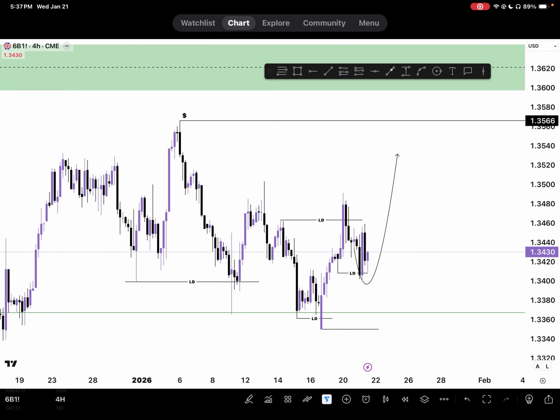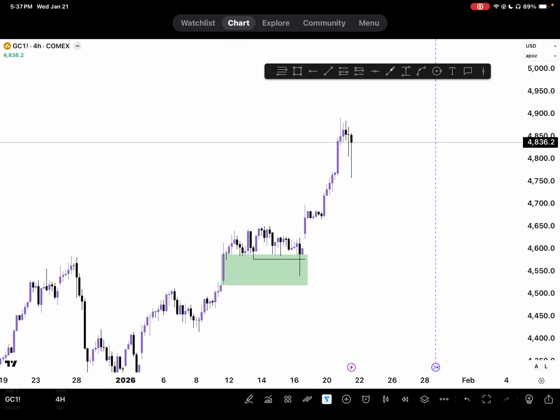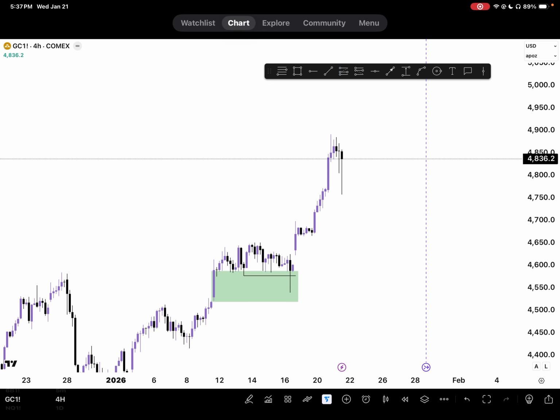So that's what I'm seeing on 6B1. All right, on gold, we're just basically booming. There's not really much to say here. If you're day trading this, just keep day trading. I would say follow the bias.